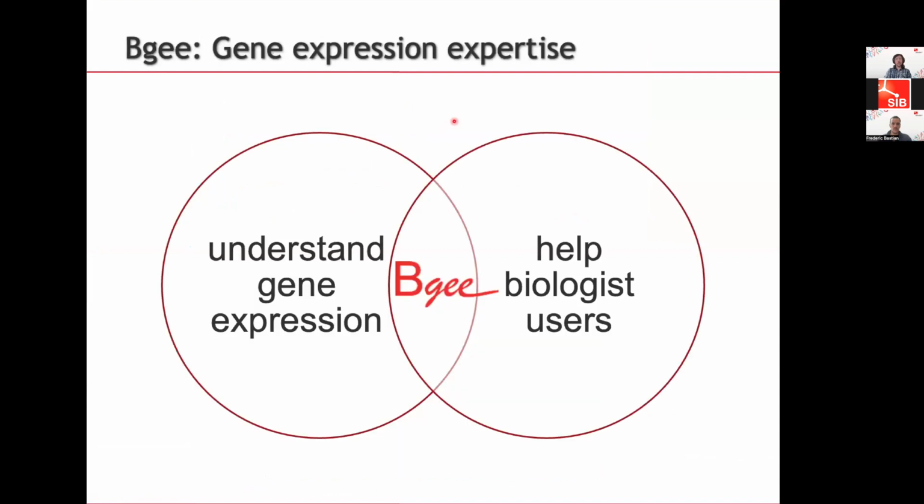So what is Bgee? Bgee is a database of gene expression, and our goal is to understand gene expression. Gene expression is a very complex thing. Genes are expressed in different ways, in different places, at different levels, and we want to make this useful. So we want to understand gene expression ourselves in an expert way, and then make it useful to biologists. That's really the goal of Bgee.